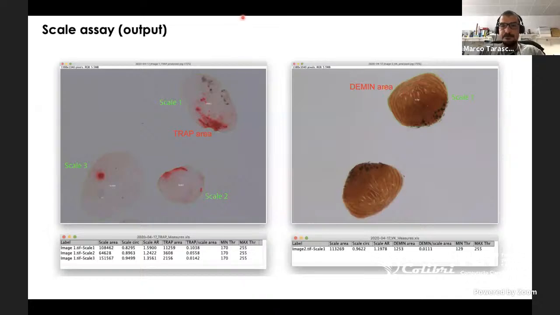This is the example of the output of the scale assay macro. On the left, we have TRAP enzymatic assay, and then on the right, Von Kossa stained scales. And as you can see, what the user needs to do is just to select each scale, and then automatically the macro will get shape parameters, such as the area, circularity. We label each scale in the table, and also, of course, the amount of staining in each scale. We can do this also for measuring demineralized areas, such as in this case. And here on purpose, I just selected one scale, just to show you that this macro works no matter how many scales we have, for example, in the images.